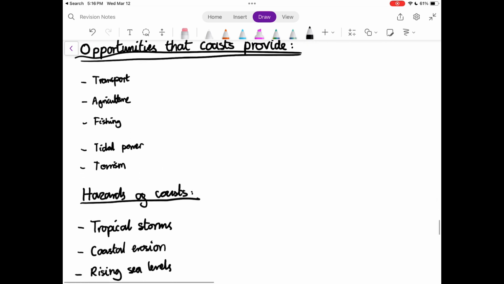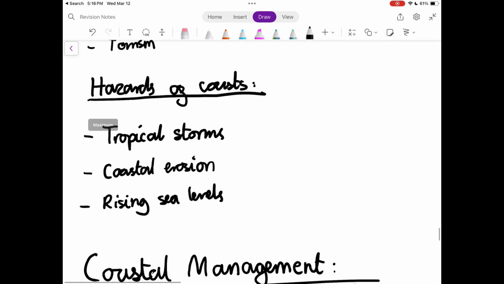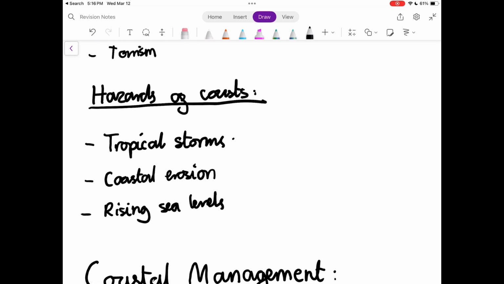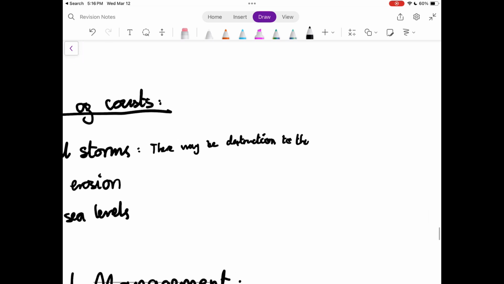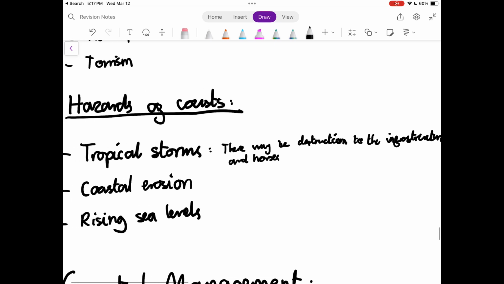Okay, so although coasts provide opportunities, there are also many hazards that coasts can present. So one is tropical storms, and this is because there may be destruction to the infrastructure and houses, and this can therefore lower the economic productivity in the area if there are factories or any oil or gas stations that are destroyed near the coast.